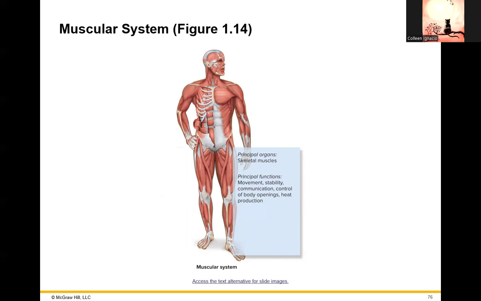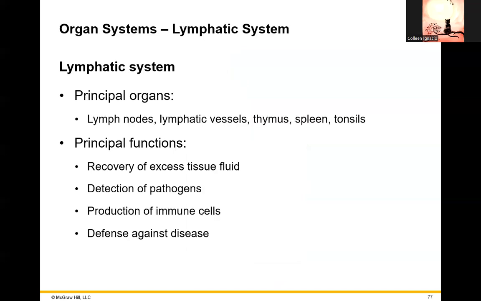Something I didn't mention on the skeletal slide is that the human adult has 206 bones. Babies are born with about 300 bones, and humans have over 600 muscles. Okay, let's jump into the lymphatic system. The organs that I think of: lymph nodes, lymphatic vessels, the thymus, the spleen, and the tonsils.